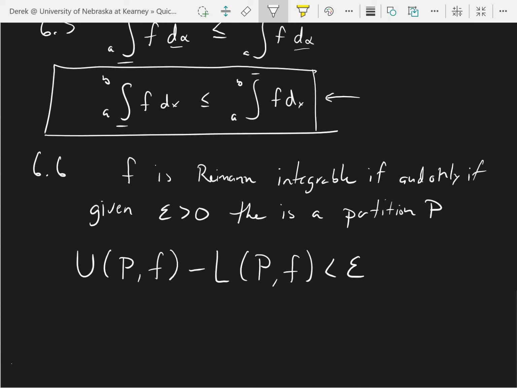than epsilon. Right. So 6.5, well, we've already proven that the uppers are bigger than the lowers, so this is a positive number, and so it could actually be equal to 0, but I can find a single partition that makes the upper integral and the lower integral close together, and that's going to be useful to us in proving when things are integrable. So it's integrable if I can do that, and if I can do that, it's integrable. I'll have you also prove this as an exercise. So 6.5 and 6.6 will be homework exercises for you guys.